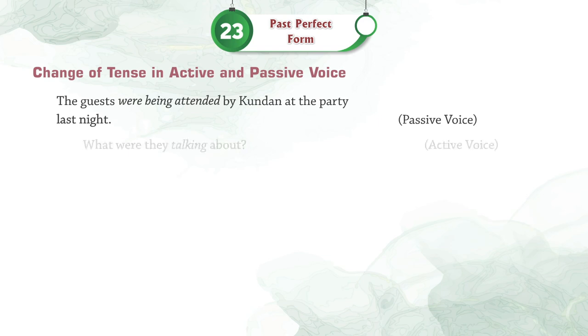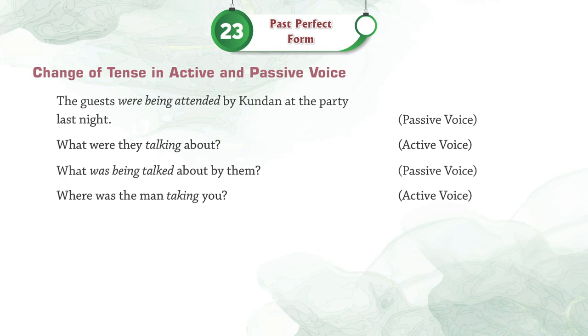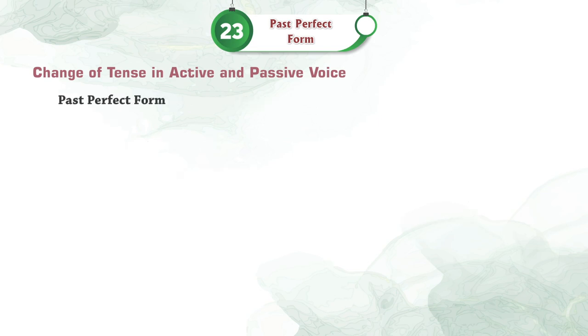Active voice: What were they talking about? Passive voice: What was being talked about by them? Active voice: Where was the man taking you? Passive voice: Where were you being taken by the man? Now, the past perfect form.